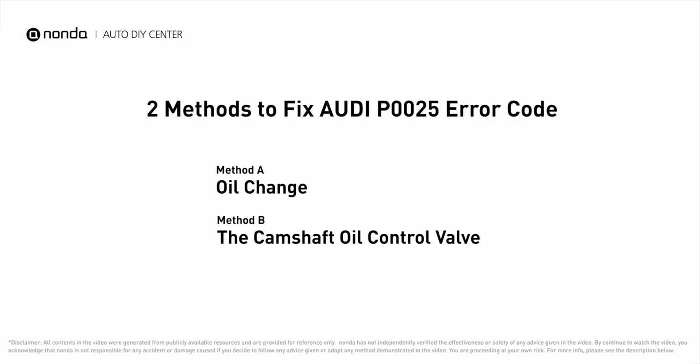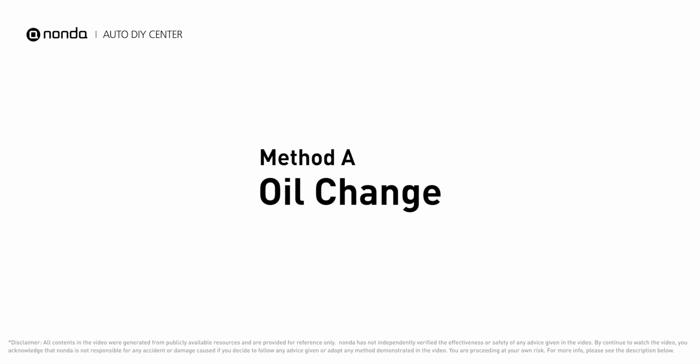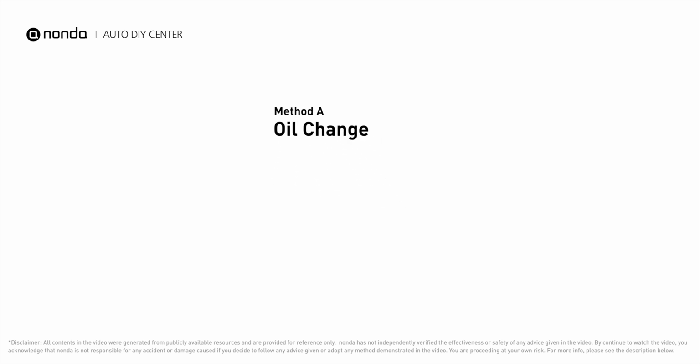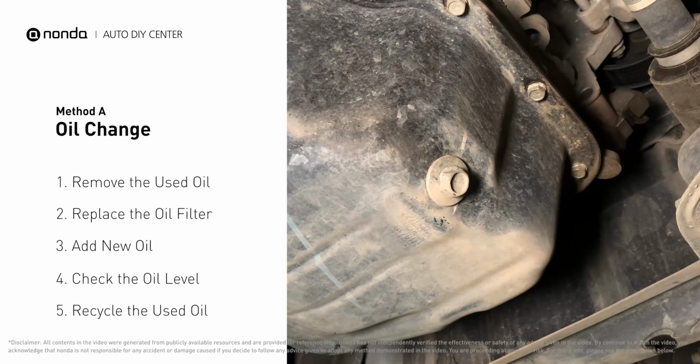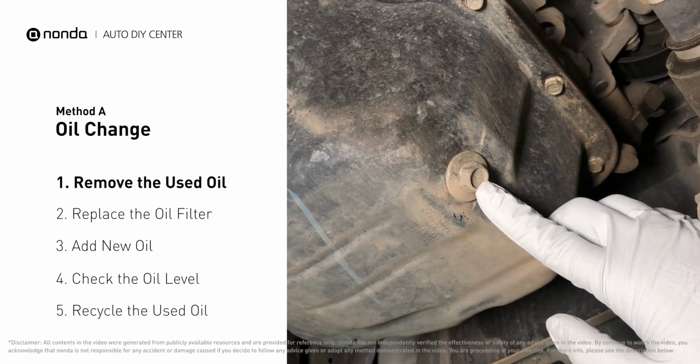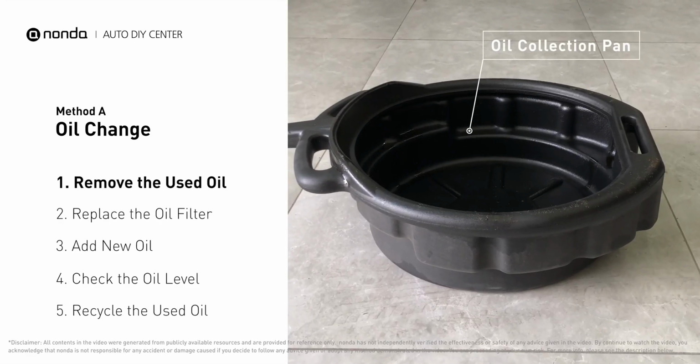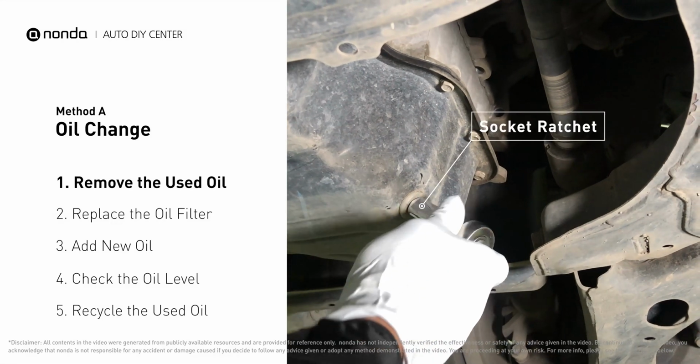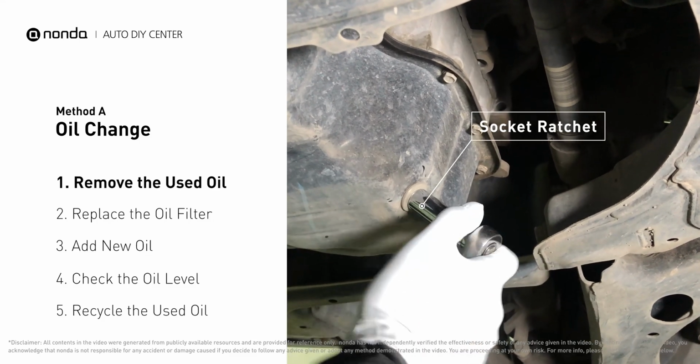Here are 2 of the most practical solutions to fix Audi's P0025 error code. Method A, oil change. Locate the oil drain plug on your vehicle and place an oil collection pan underneath it. Use a socket ratchet to remove the plug from the oil pan on your vehicle.